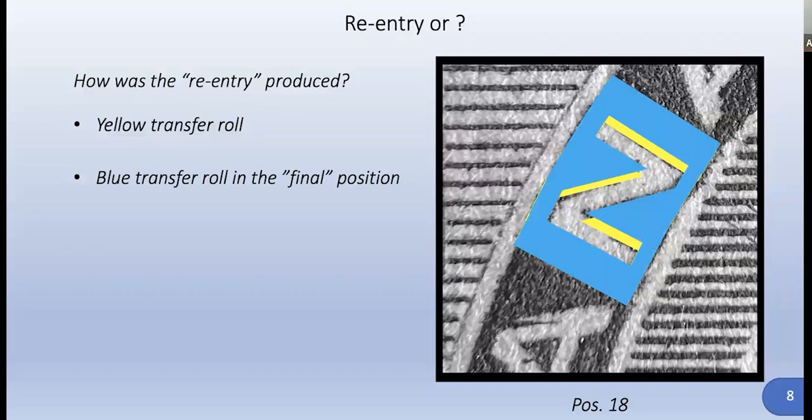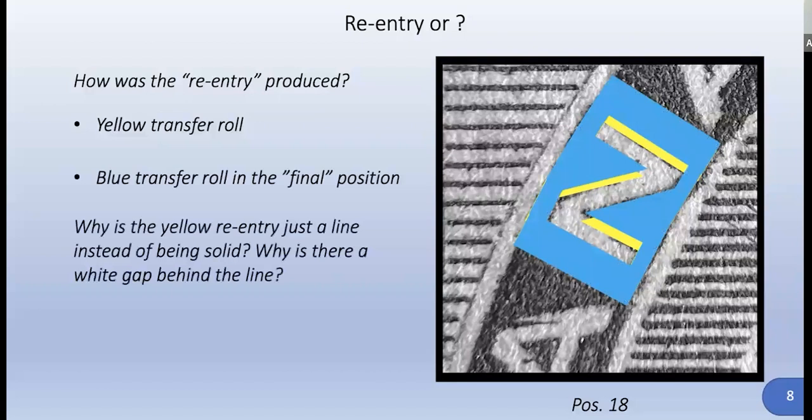Okay, that's the actual with the red. This is where it would have been in the final position. And what we see here, though, is why is the yellow re-entry? This is a question I'm trying to answer. Why is the yellow re-entry just a line instead of being a solid?